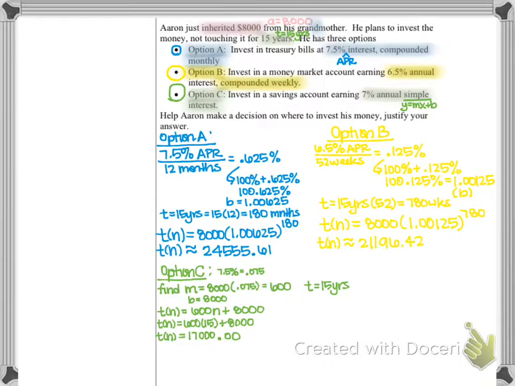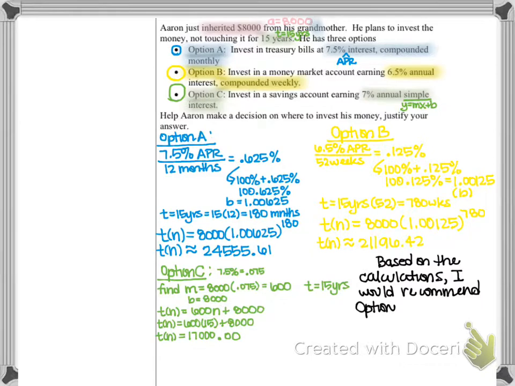So what I would say is, based on the calculations, I would recommend option A. It just has more money.